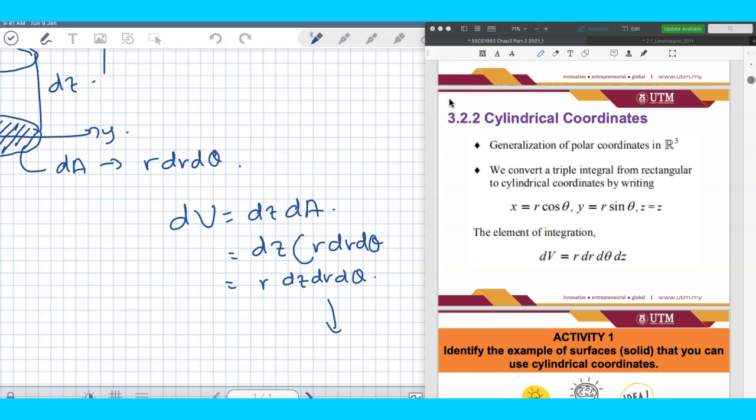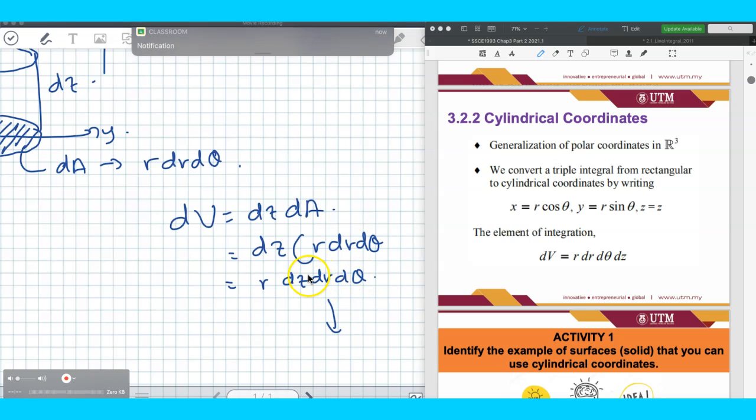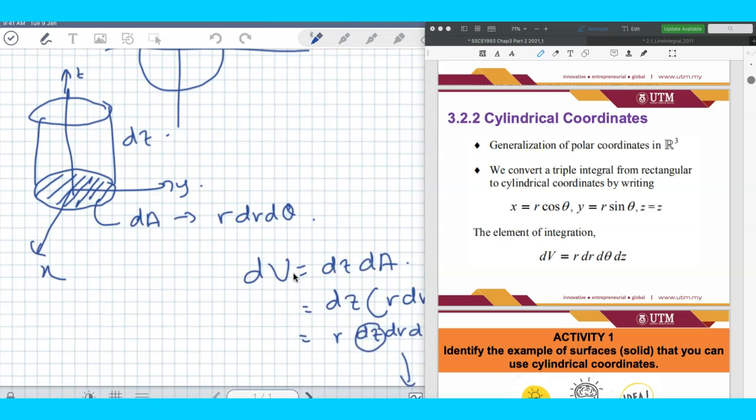The way you find the limits of theta and r is exactly the same as in the polar coordinate system. But for z, to determine the limit of z, you have to look at the solid that you have.